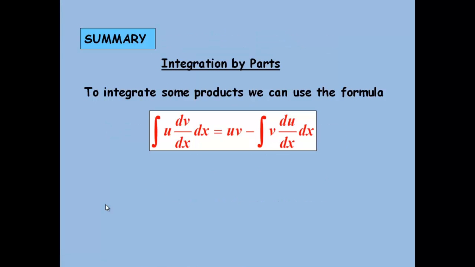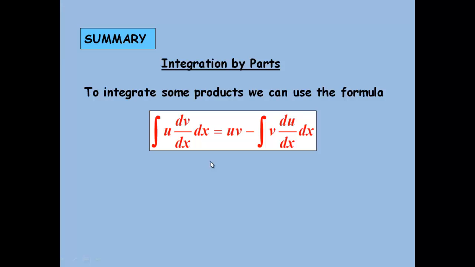Okay, so this is the formula we use. We split our product. Instead of uv like we did with the product rule for differentiation, we split the integral into u and dv dx. This enables us to integrate one of the factors and differentiate the other, and we end up with this formula here.